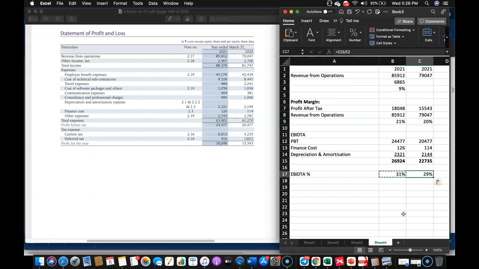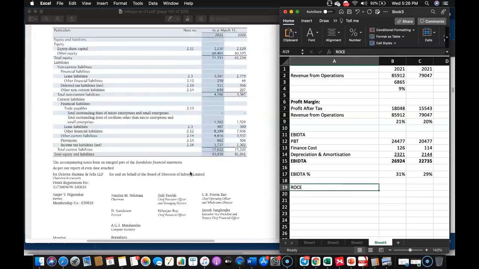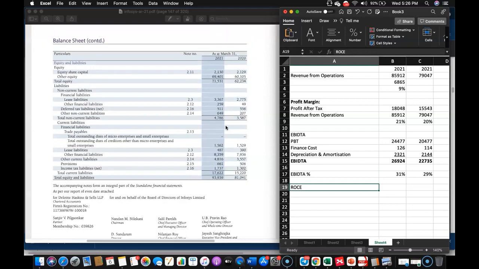EBITDA is not only compared with sales. See, look, there is an increase: from 29%, EBITDA margin has increased to 31%. This EBITDA can also be compared with total assets, or with total capital employed in the business. That will give you return on capital employed. Let me just measure that. For that, I'll take total funds infused in the system. Here, if you see, total equity and liabilities.